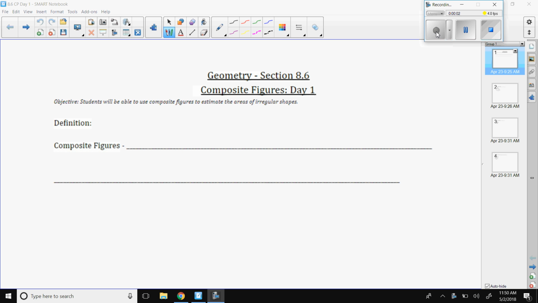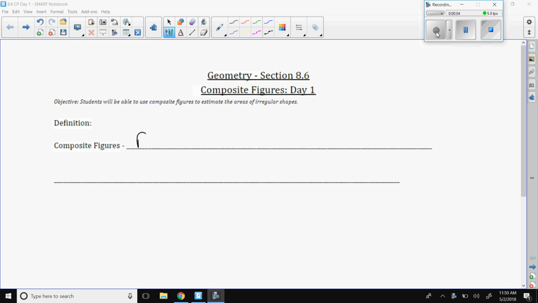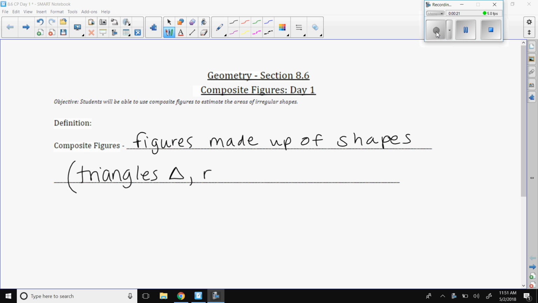So Composite Figures, day 1. These are figures made up of shapes. These are all shapes that we've talked about before, so like triangles, rectangles, etc. Okay, so we can have regular polygons, trapezoids, circles.